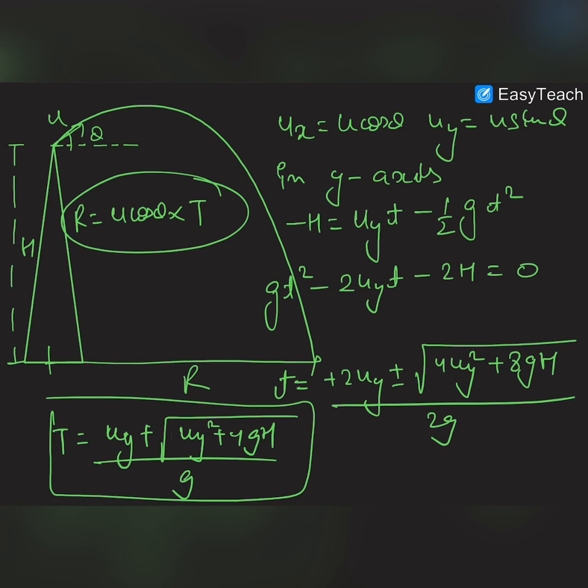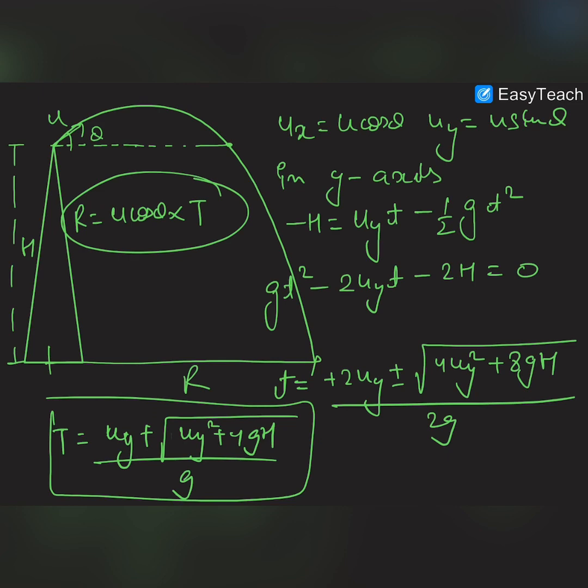Or some students say that what if we find out the time from this point to this point, and then add it to the time from this point to this point. So they are calculating the total time of flight in 2 parts. In the first part they write the time of flight equation for one part, and in the second part they use the equation of motion to find the time of flight from this point to this point, and finally they add these 2 times. Then also you would be getting the same result.